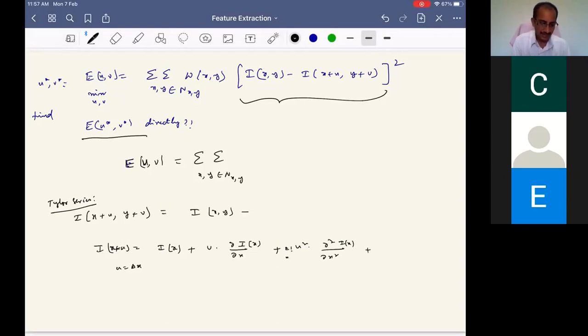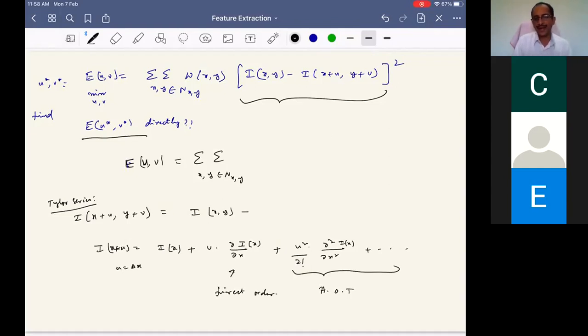Is it 2 factorial? Divided by 2 factorial, correct. And then here 1 divided by 3 factorial, and so on. These are all referred to as higher order terms, and this is the first order term, where the derivative is of first order, as you can see.